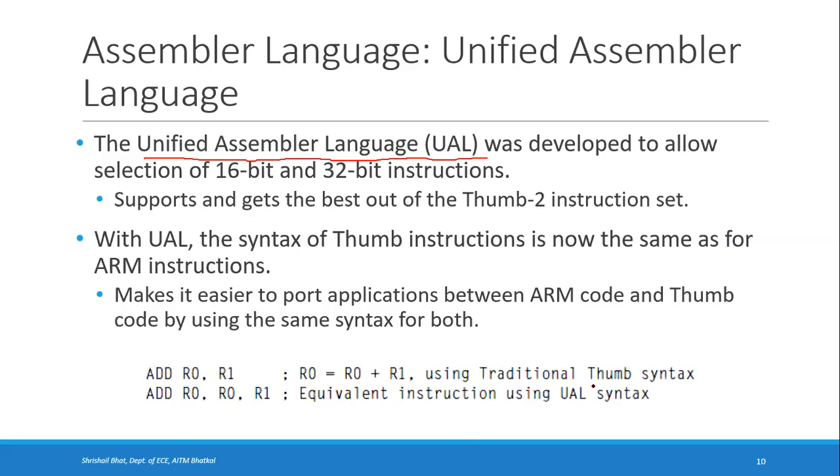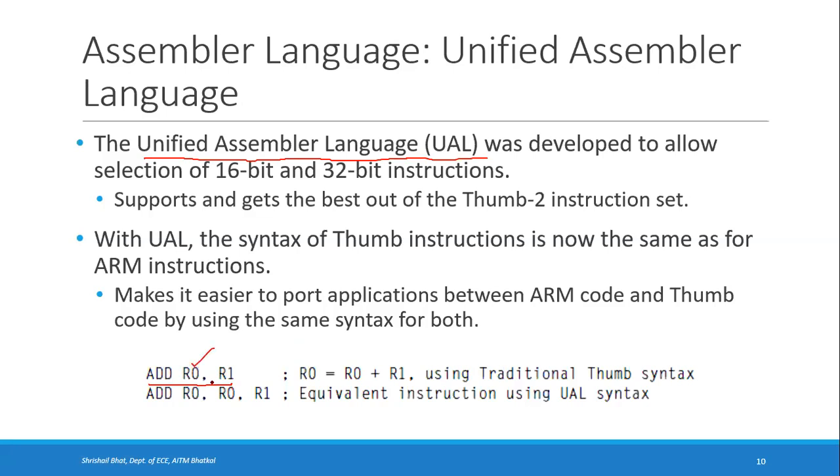If it is a Thumb instruction, the add instruction is given like this: ADD R0, R1. This is a normal Thumb instruction, or you can say any 16-bit instruction which you have already studied will be of this format: ADD R0, R1. This is traditional Thumb syntax. What we are doing here, the contents of R0 and R1 are added, and the result is stored in R0. Right? This is the destination.